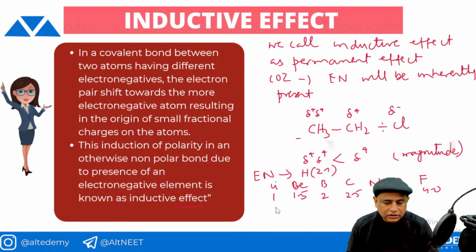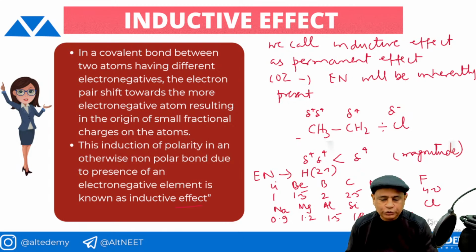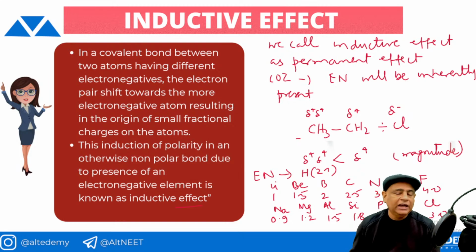And again, coming to sodium, magnesium, aluminium, silicon, phosphorus, sulfur, chlorine. Start with 0.9. Keep on increasing 0.3 only: 1.2, 1.5, 1.8, 2.1, up to this increase 0.3, 0.3. For this increase 0.4, this has become 2.5, and increase 0.5, this is 3.0. At least you should remember the electronegativities of these elements.